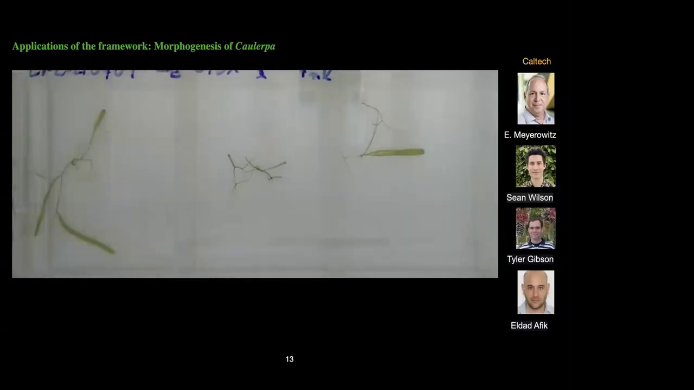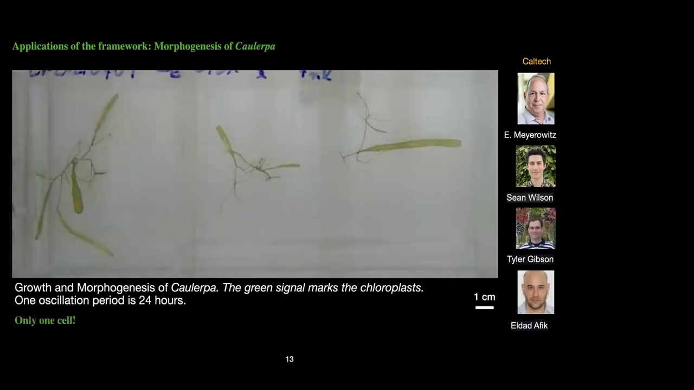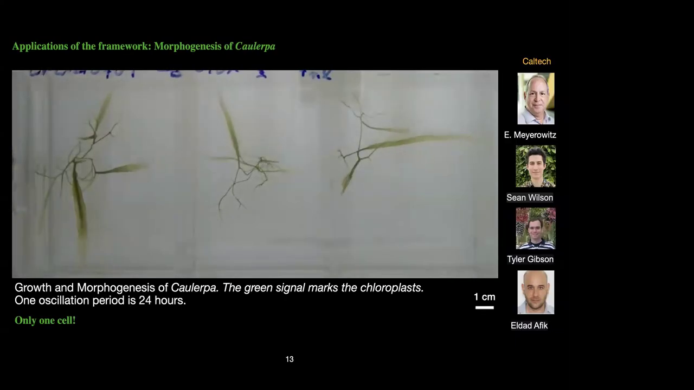The thing that for me was very interesting about this is that the entire thing that you see on the left is a single cell. So this is huge, and the scale here is centimeters. And because it's a single cell, we can look at the dynamics using the same framework I introduced earlier.